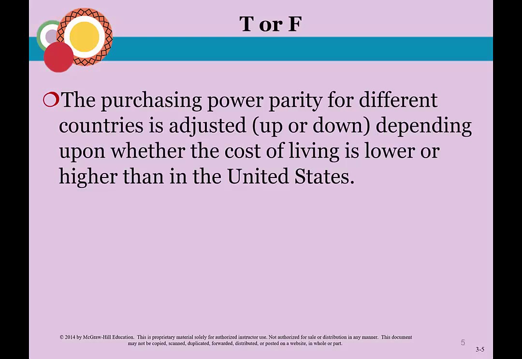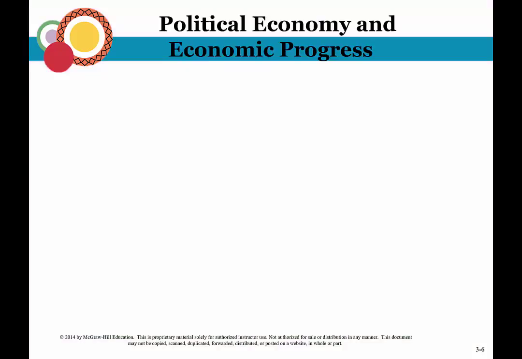Now, if you ever run into a true or false question such as this: the purchasing power parity of a different country is adjusted up or down depending on whether the cost of living is lower or higher than in the United States. The actual answer is true. To account for differences in cost of living, one can adjust the GNI per capita by purchasing power, and the basis for the adjustment is the cost of living in the United States. The purchasing power parity for different countries is then adjusted up or down depending on whether the cost of living is lower or higher than in the United States, essentially.